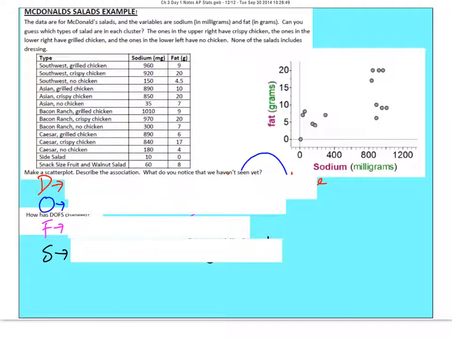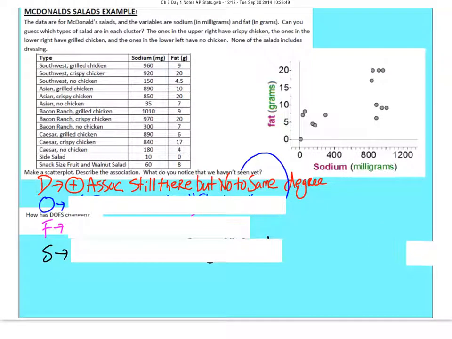Again, we pretty much did our state. Our plan is to make the scatter plot. Here's a particular scatter plot right here already made. Let's do the description of the DOFs on here. Now, in terms of the direction, this time I would say there's a positive association, but not to the same degree that we saw with the hamburgers.